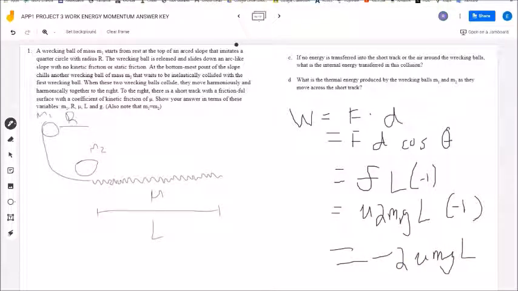And then we know that this is the work being done by friction, which is negative work. As we mentioned in the beginning, thermal energy is equal to negative work, right? Since the work done by friction is negative, we get energy equal to 2 mu mg L, where this mu is M. So that's your answer to D. The thermal energy produced as M1 and M2 move across the short track is 2 mu mg L.